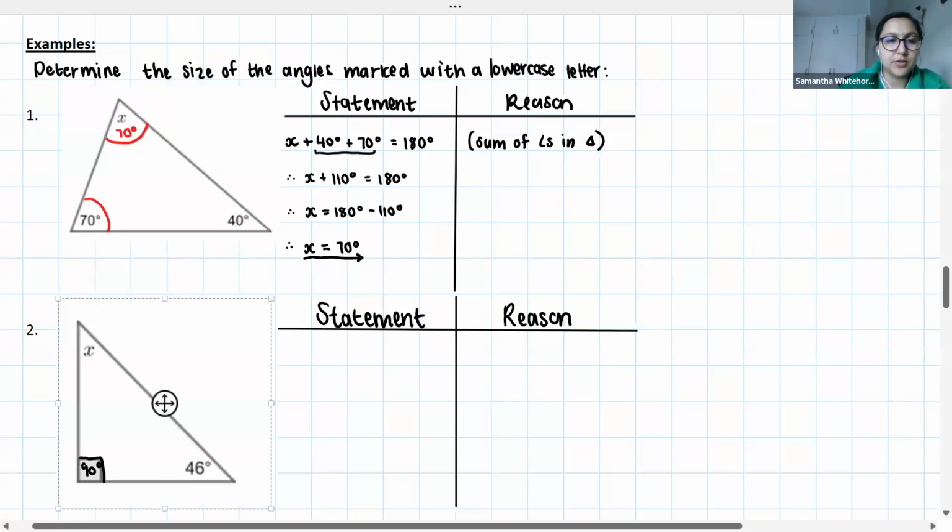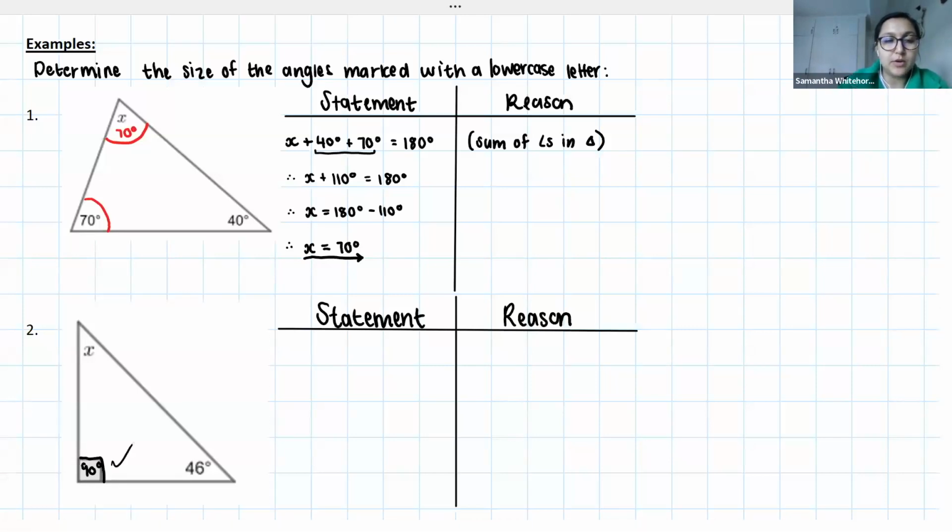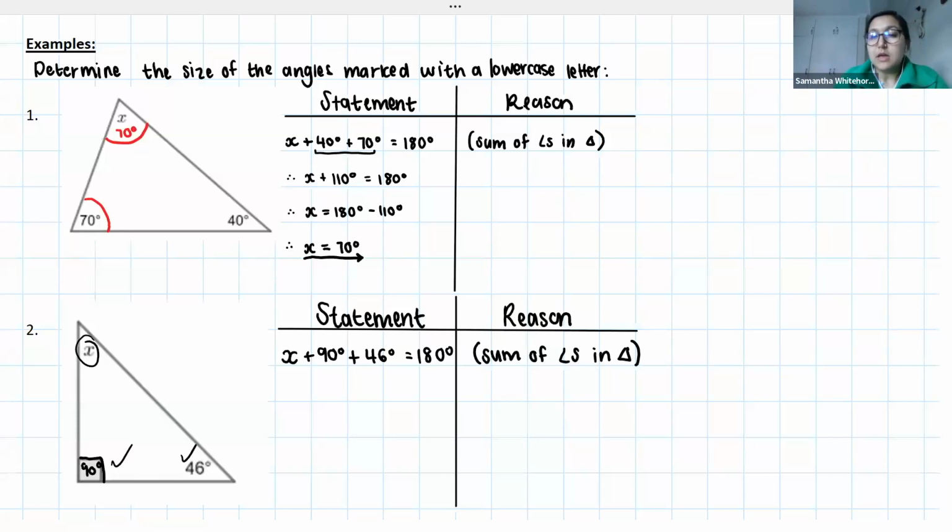Right, let's have a look. So again, we've got a triangle. We know 90, we know 46, we want x. So we can set up our equation. x plus 90 plus 46 degrees must equal 180. If we add all of the angles up in a triangle, we have to get 180 degrees. Our reason: sum of angles in triangle. Remember, guys, in your reasons, you can abbreviate. So angles we can abbreviate, and triangle you don't have to write out, just draw a triangle.